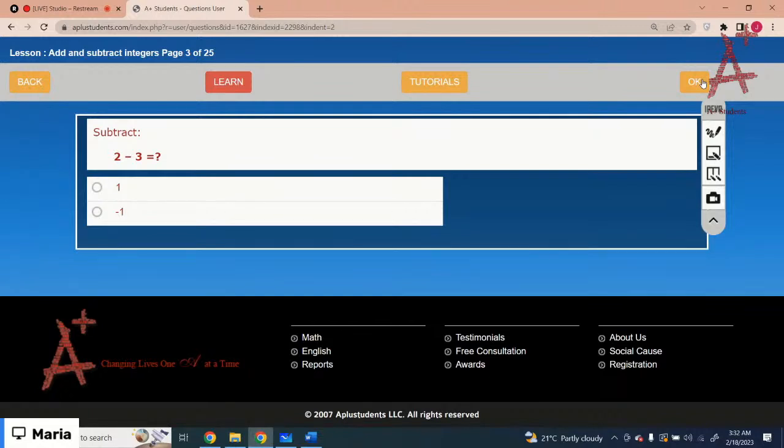Okay, 2 minus 3. So 3 is a greater number and 3 has a negative sign. So you have to subtract them and you have to put a negative sign. Got it? 2 minus 3 is negative 1. The correct option is negative 1.